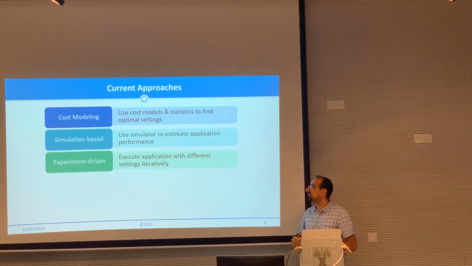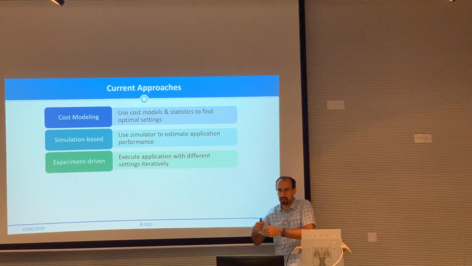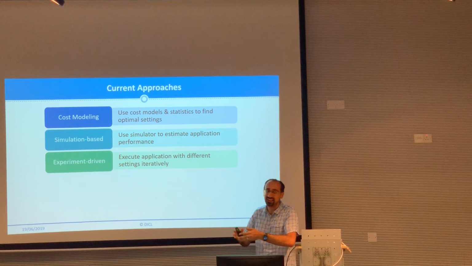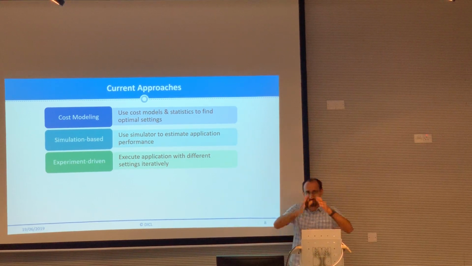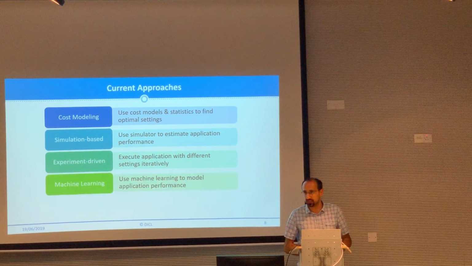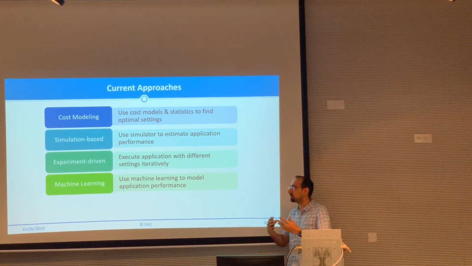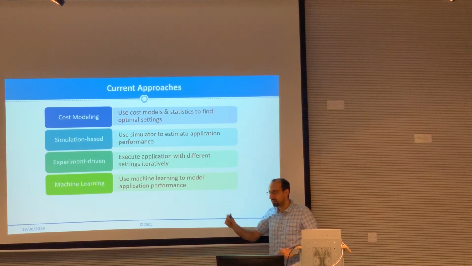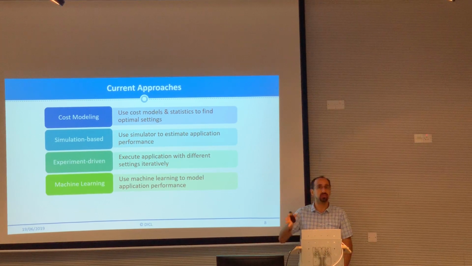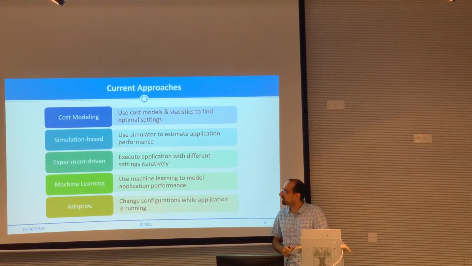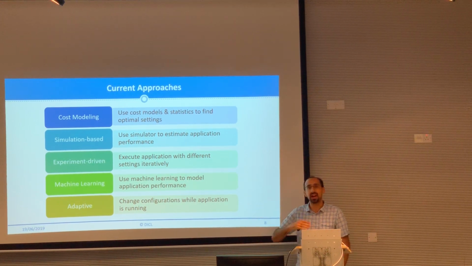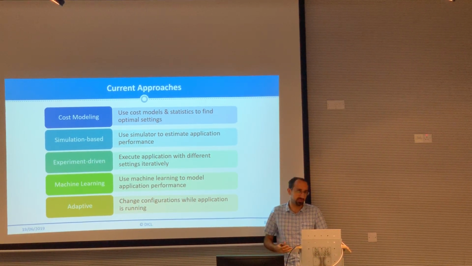This is the approach that essentially says, let me actually run my application with different settings, in some structured and smart way, to figure out the best settings to use for executing this application. The fourth category is the machine learning approach. It uses machine learning in different ways, and we'll see that people have been very creative in how they use machine learning to tune application performance. And then finally, we have the adaptive approach that tries to change configuration dynamically while the application is actually running.